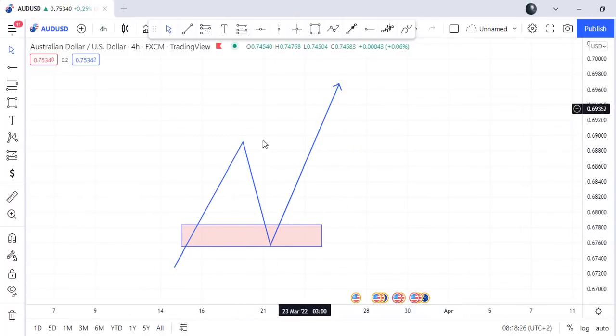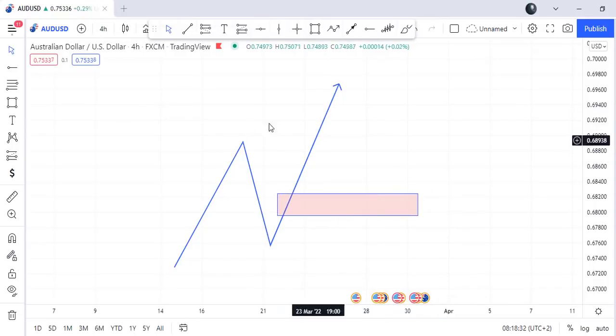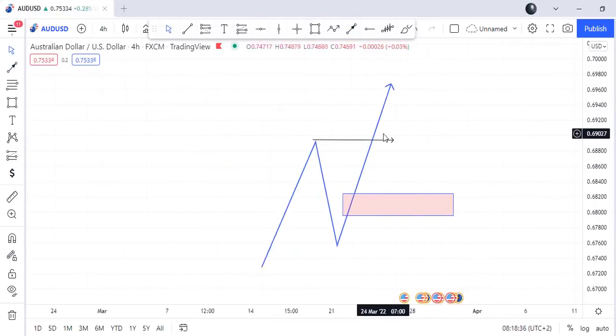So price breaks a structure like this. Okay, so let's use this as our order block. So we have our order block in this area. This is the structure that price breaks. This is the high that price breaks. This is the H4, right?